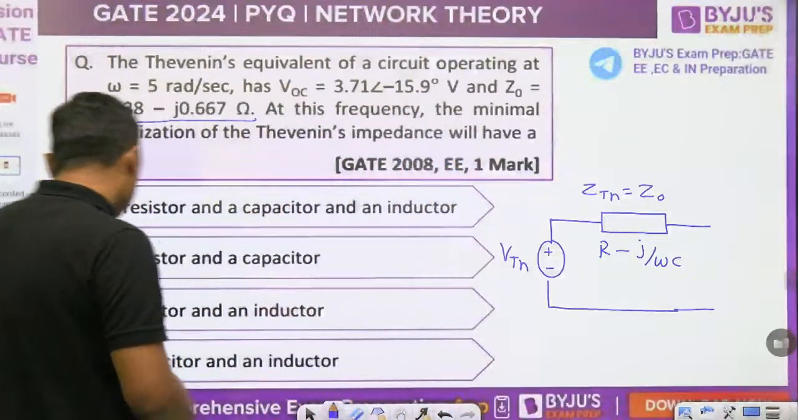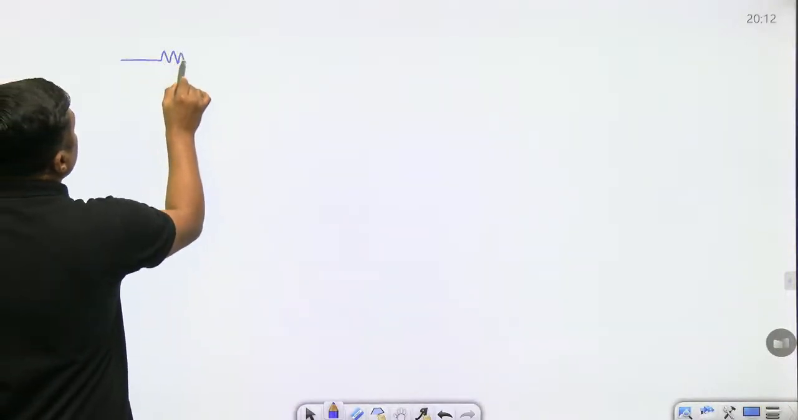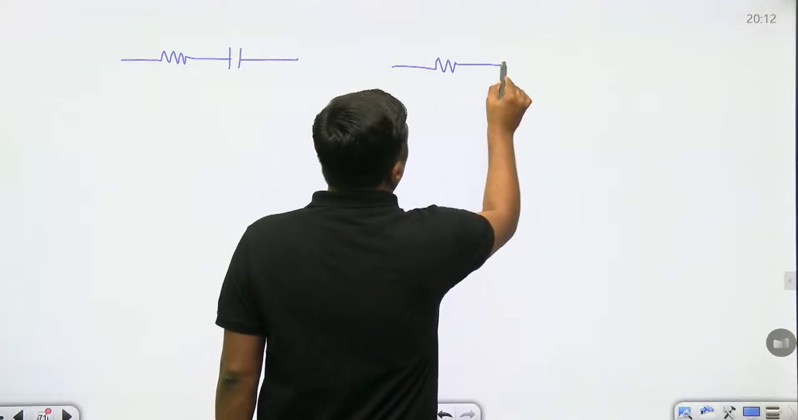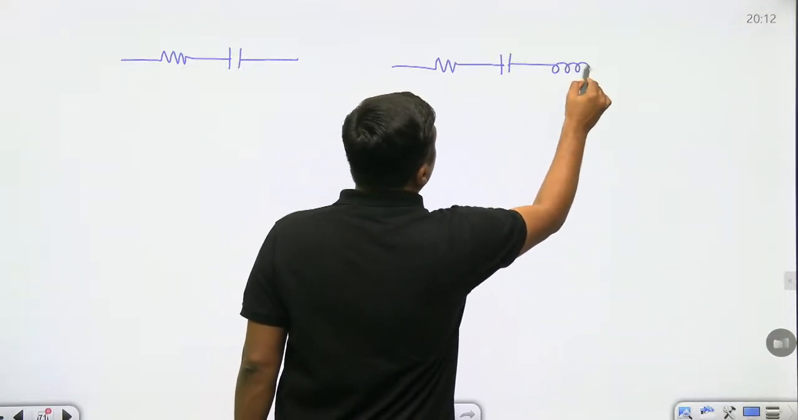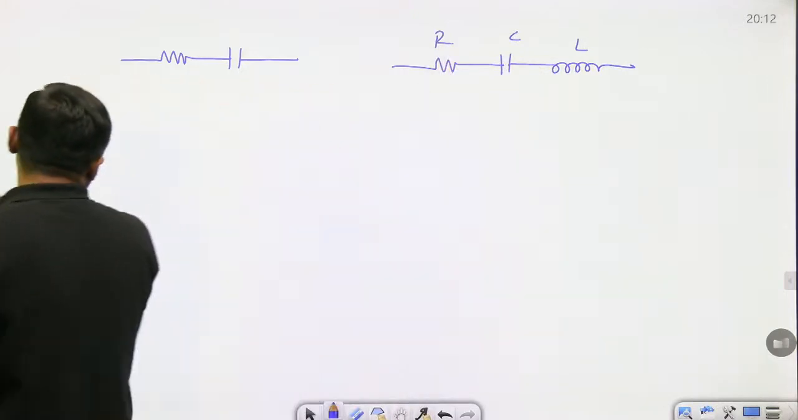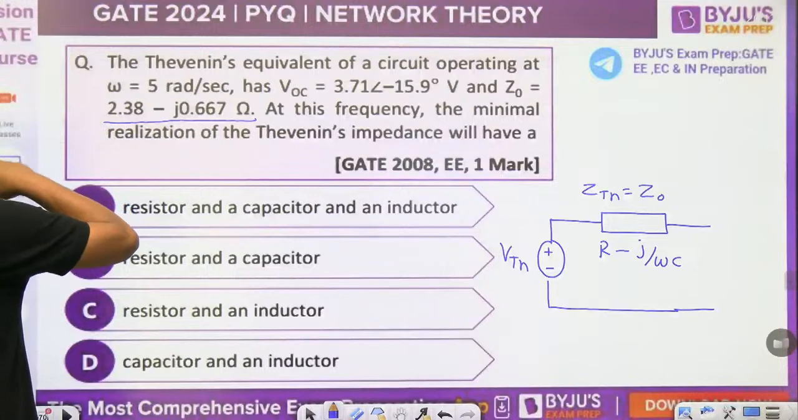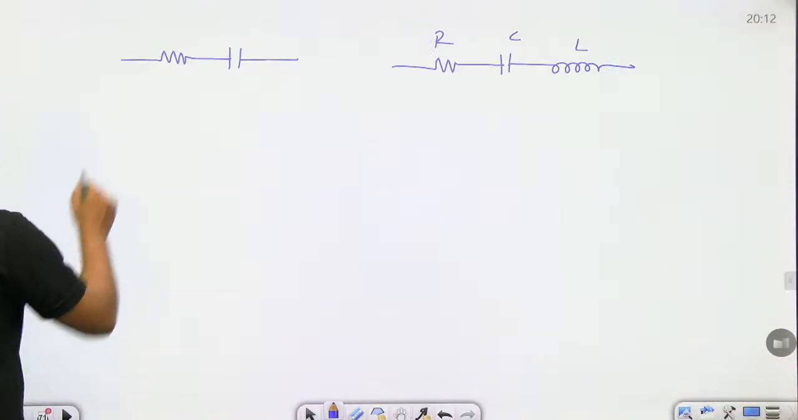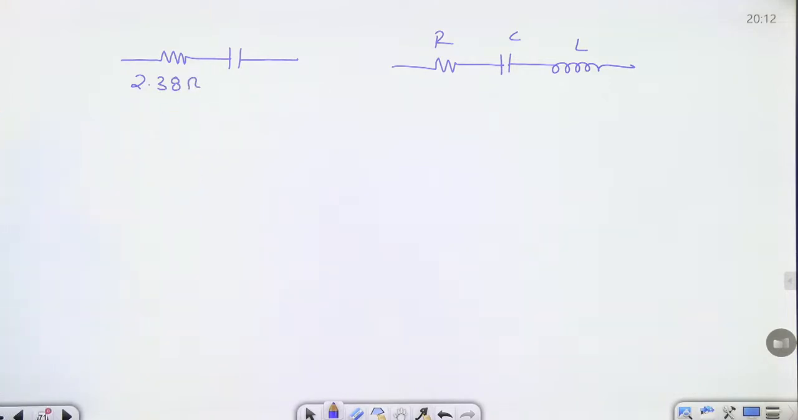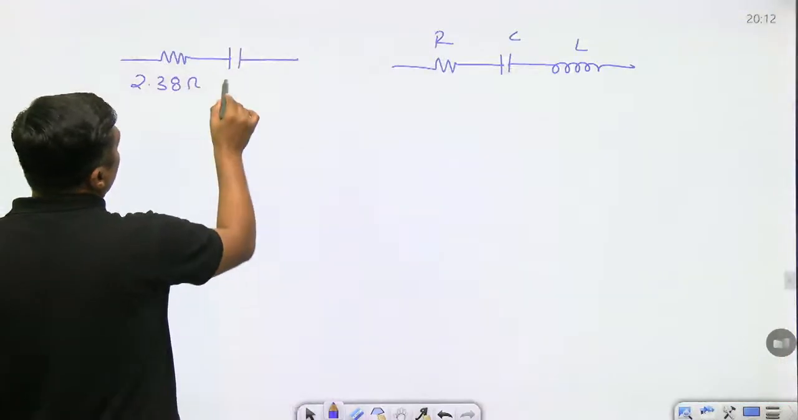So there are two chances. One resistor and one capacitor, or one resistor, one capacitor and one inductor. Both possible. Because R has the real value positive. So what is the real value? Definitely there is a resistor, 2.38. And if you are having only the capacitor, then j 0.667, that is the impedance because of the capacitor.